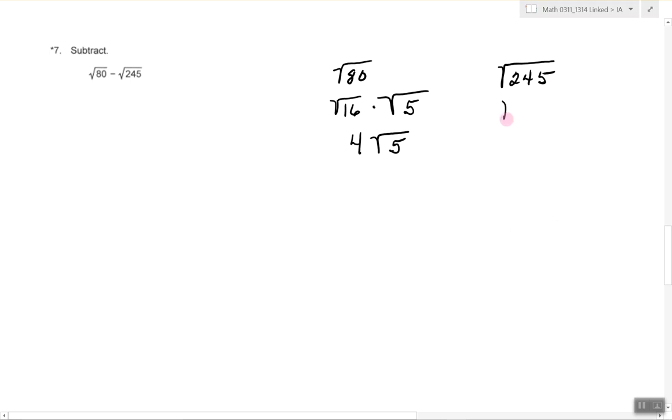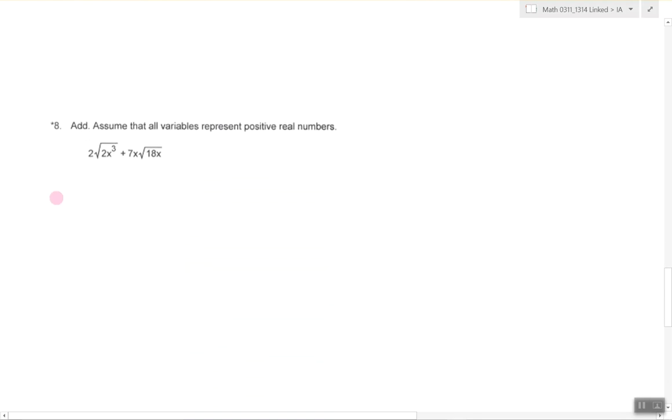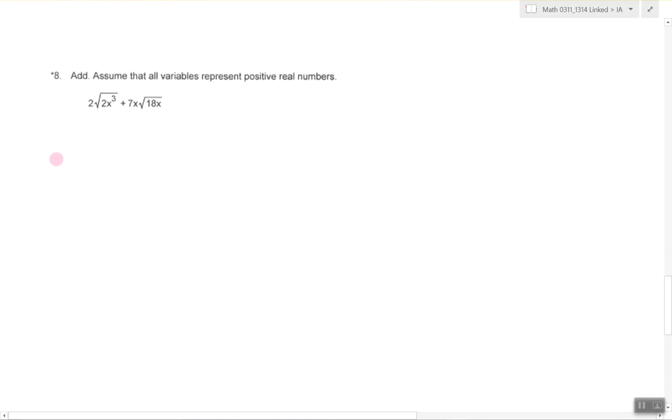I'm sorry for the sniffles. I have the square root of 49 times 5. Square root of 49 is 7 times the square root of 5. So I've simplified both of these. This is equal to 4 times the square root of 5, subtraction sign, 7 times the square root of 5. I'm going to have some square roots of 5. What am I going to have? 4 minus 7 gives me negative 3 times the square root of 5. And you can see why it's so important that you be able to simplify radicals. That's the only way you can add and subtract them.